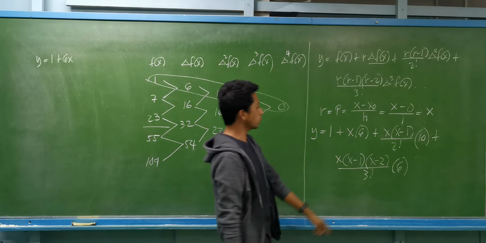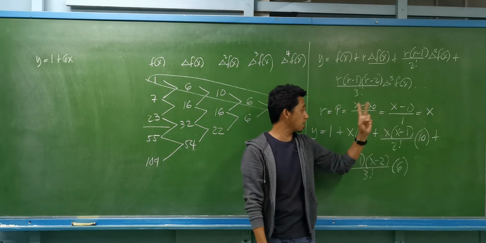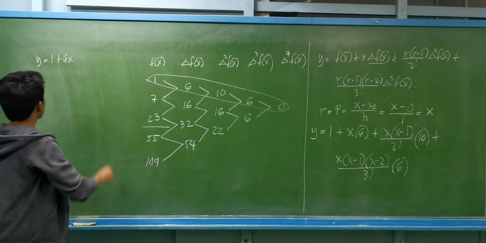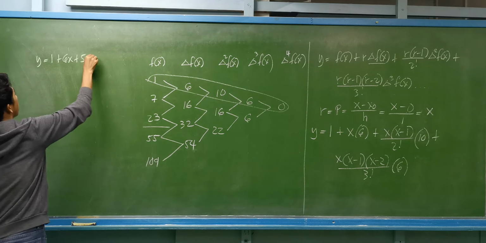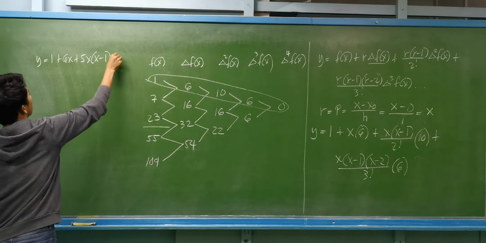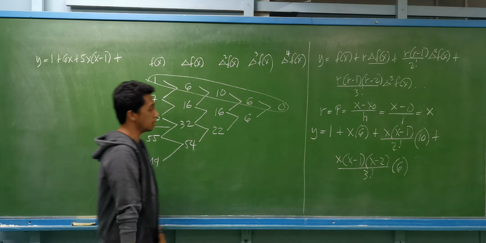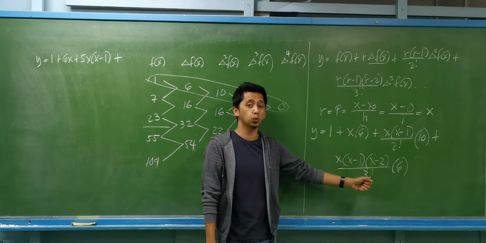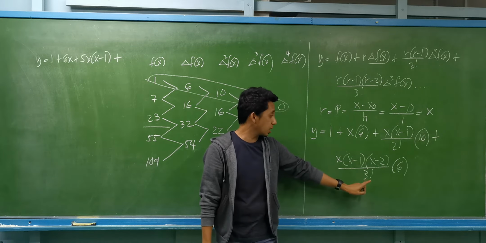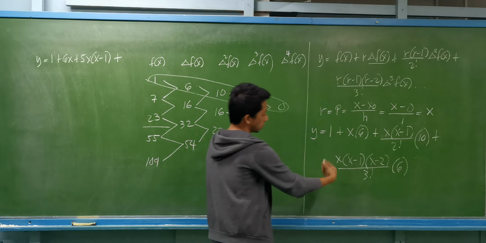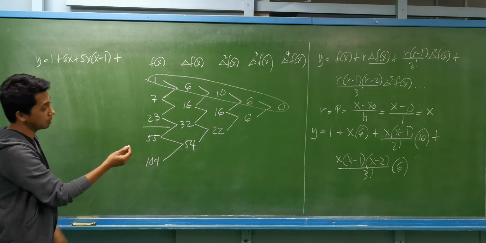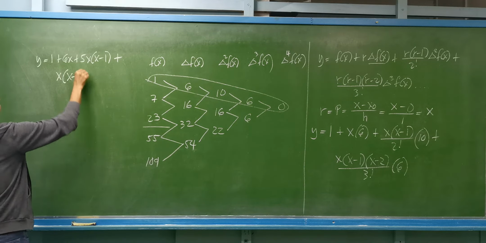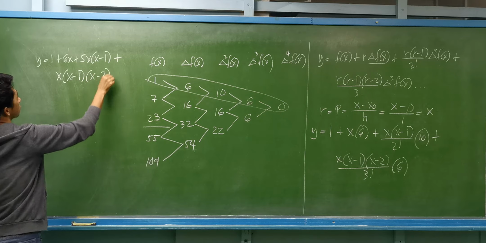6x. What is the equivalent of 2 factorial? 2 factorial is the same as 2. 10 divided by 2 will be the same as 5. So that will be the same as 5x times x minus 1. Then plus, what is the equivalent of 3 factorial? 3 factorial is the same as 3 times 2 times 1. That is the same as 6. So 6 over 6 will be cancelled. So we will be having x multiplied by x minus 1 multiplied by x minus 2.